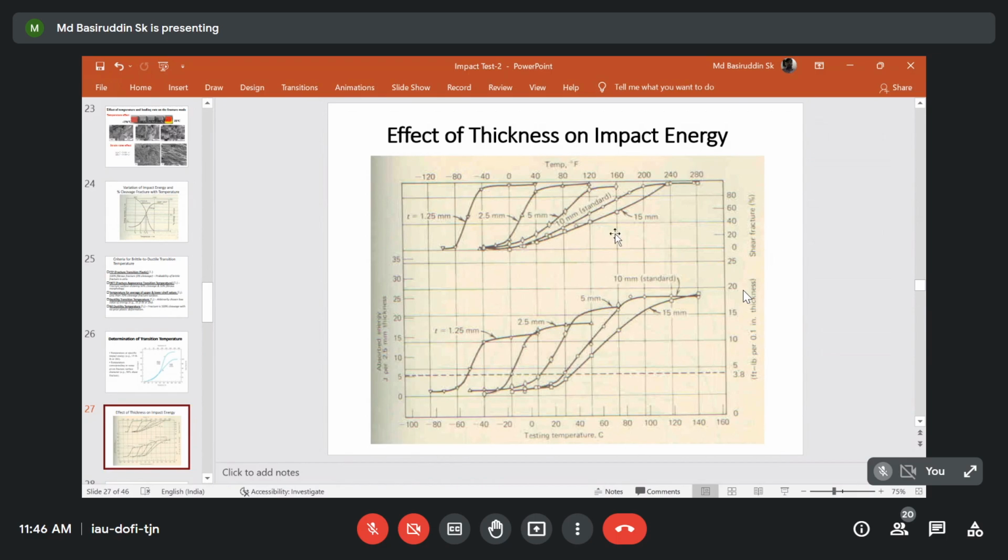So if you are unable to maintain the stress triaxiality, whatever impact transition values you are evaluating, those values are overestimated values. So that is something you need to keep in mind.